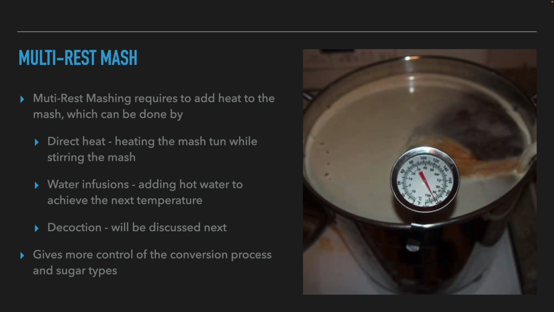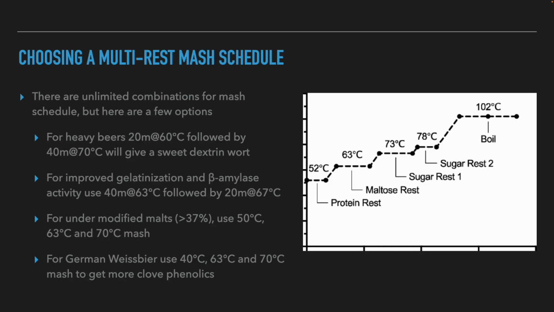This method gives more control to the brewer on the conversion process and sugar types that will be created during the mash. There are, of course, unlimited options in multi-rest mashes, but here are a few examples. For heavy beers, you can start with 20 minutes at 60 degrees Celsius, followed by 40 more minutes at 70 degrees to get a sweet dextrine malt. If you want improved gelatinization of starches and beta amylase activity, you can use 40 minutes at 63 degrees Celsius, followed by 20 minutes at 67 degrees Celsius.